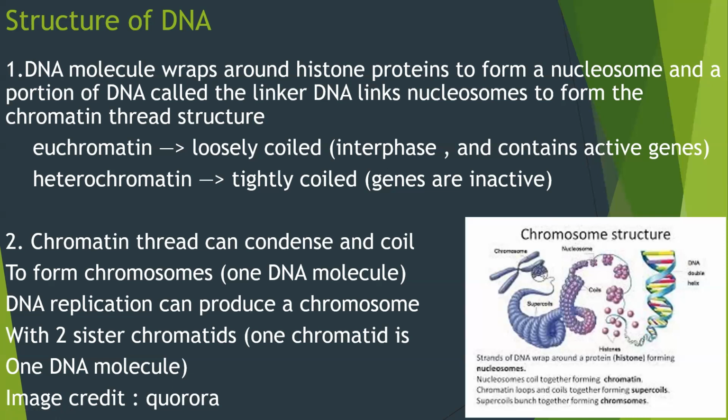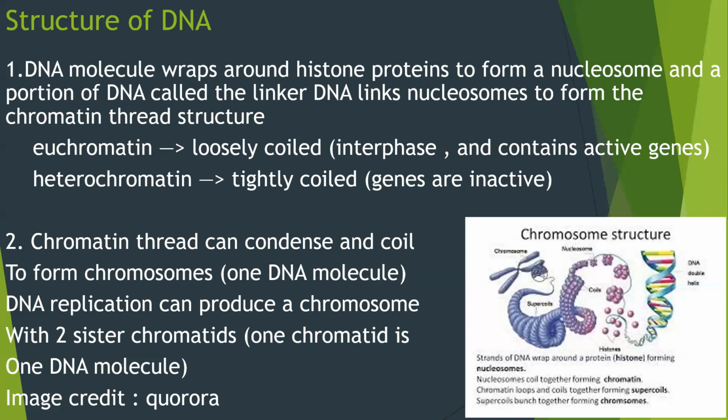And chromatin can exist in two forms, which is euchromatin and heterochromatin. So euchromatin is basically the loosely coiled version of chromatin thread, and it contains active genes. And this is the version we talk about mostly during interphase, where the DNA replication happens. And heterochromatin is the tightly coiled genes which are inactive. This happens once the chromatin thread coils and condenses to form chromosomes, and a chromosome will contain one DNA molecule.